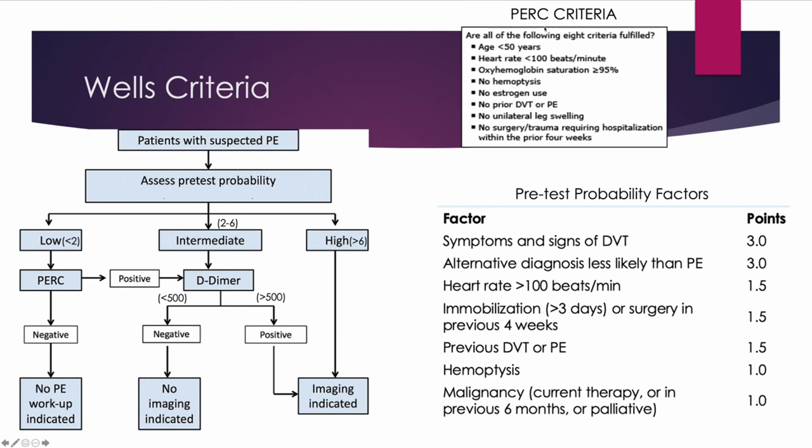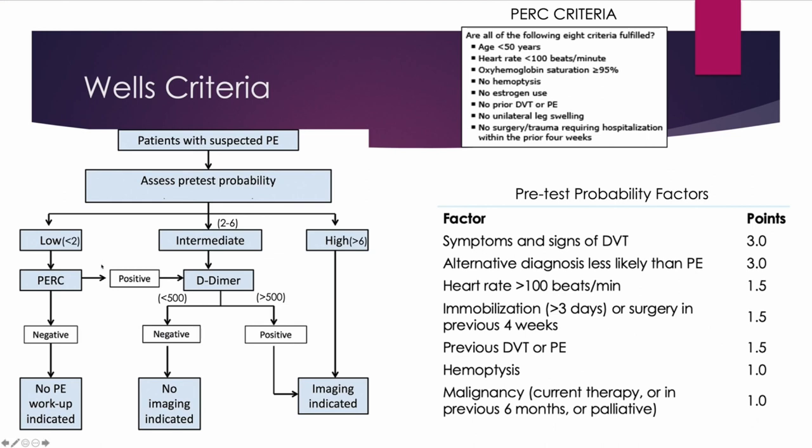How the PERC criteria works is you have to look at the patient and figure out if all of these are negative. So is the patient less than 50 years? Yes. Is the heart rate less than 100? Yes. Is their oxygen saturation greater than 95? Yes. And so on. No hemoptysis, no estrogen use. Essentially, they have zero risk factors for having a PE or DVT. If you can answer all of these as they fall in this category, then it's considered negative and you can move on to no workup for PE. Now, we might have to work them up for something else, but for PE, that's the end of the road. You can rule them out with PERC criteria.